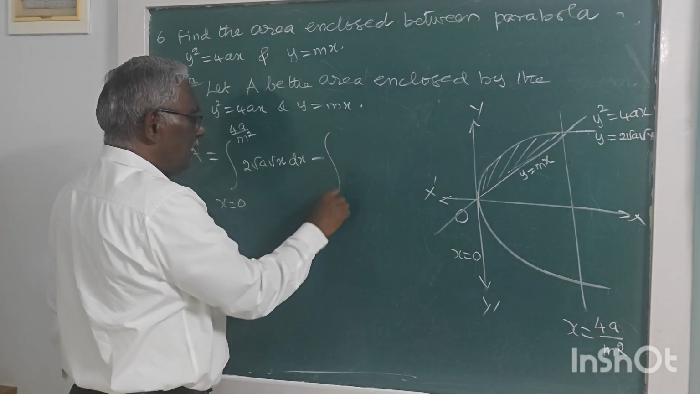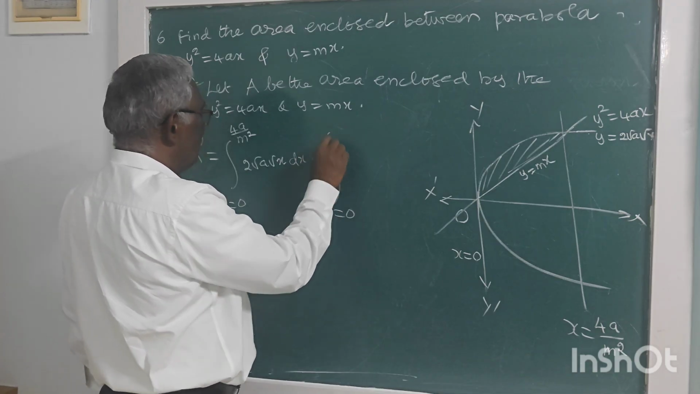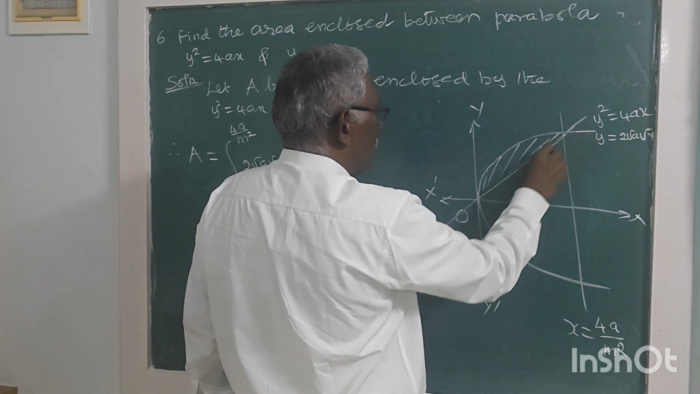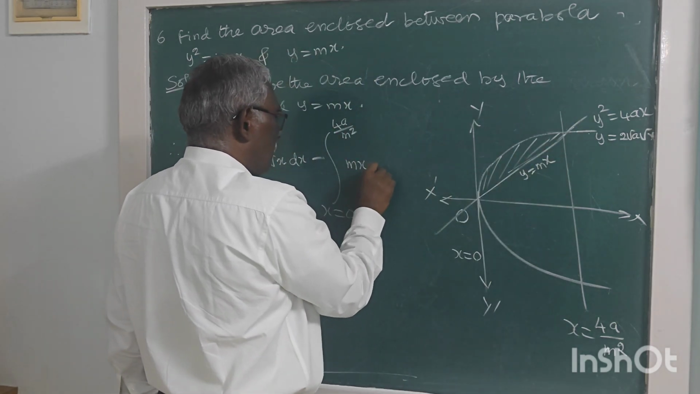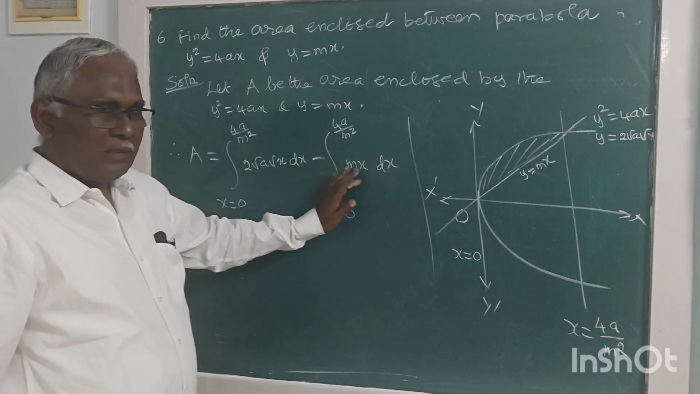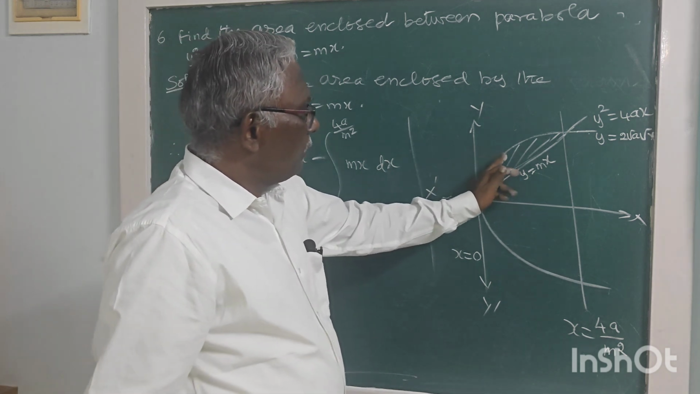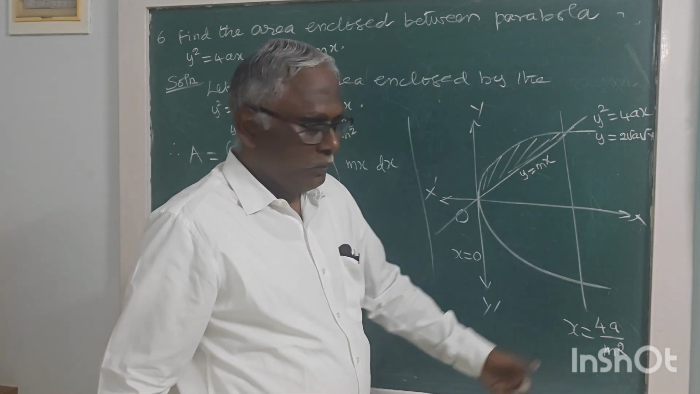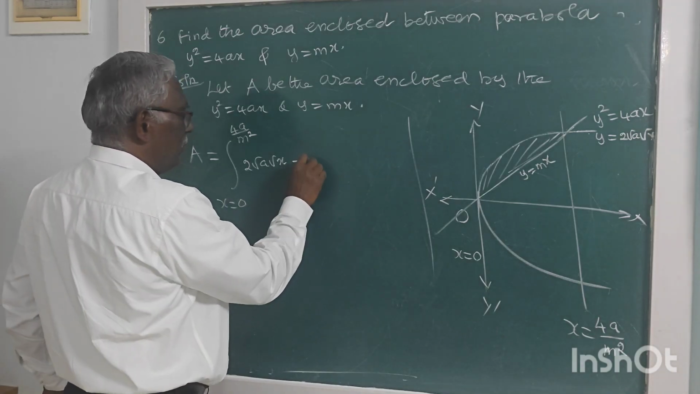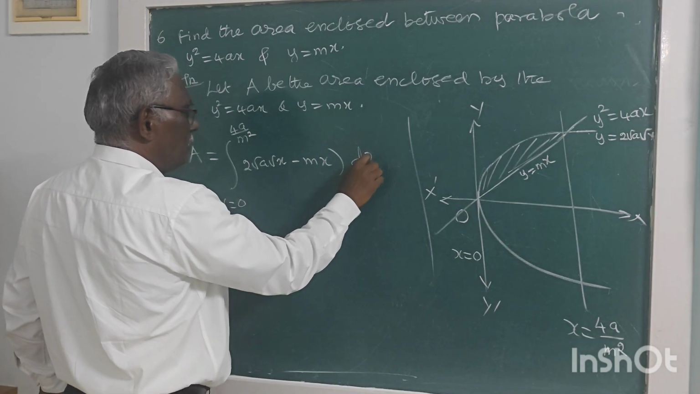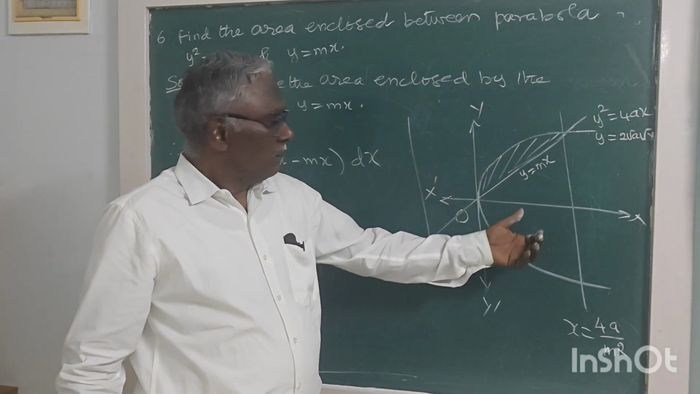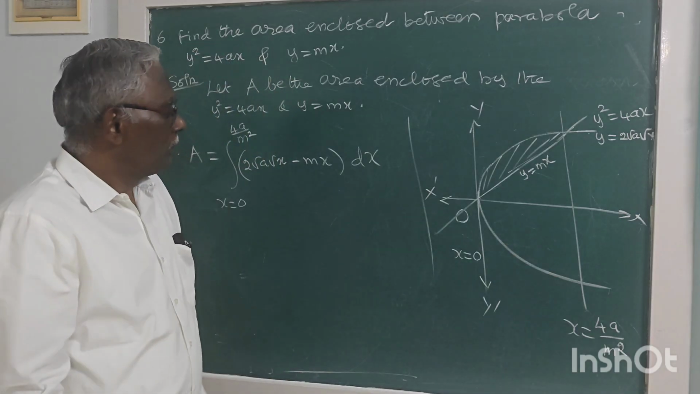then minus integral x is 0 to 4a by m square. Equation of y is mx dx. Or instead of writing separately, because for both the curves the limits are same, so we can write this directly, minus mx dx.